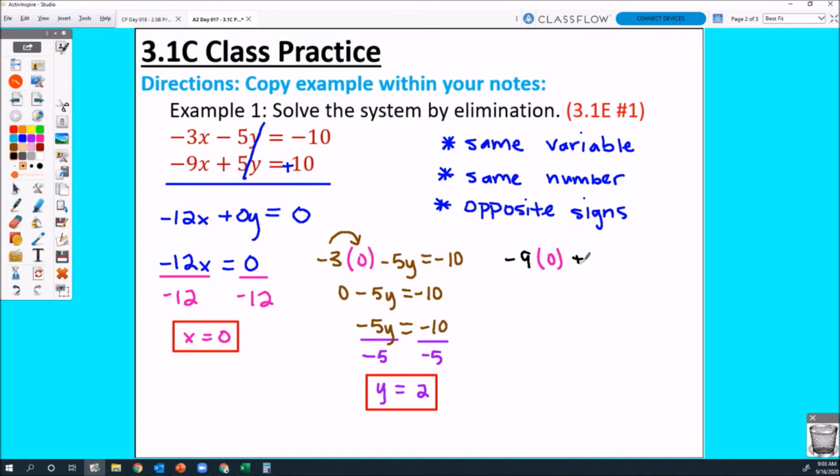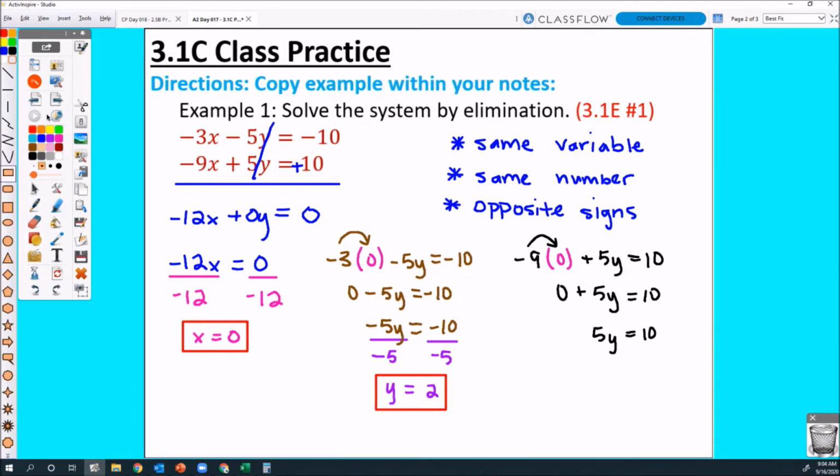Then bring the plus 5y, because again, this is from the second equation, equal to positive 10. So negative 9 times 0 will just be 0. Bring down the plus 5y. Bring down the equal to 10. So 0 plus 5, again, the 0 doesn't change anything, so it's just going to be 5y equal to 10.